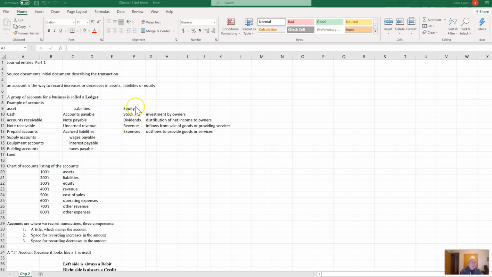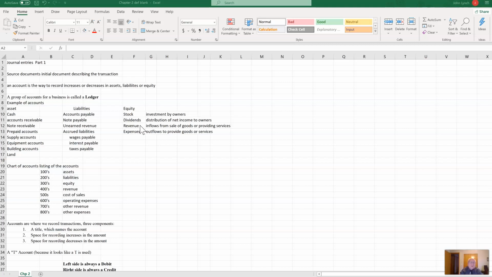And then we have equity, which is some kind of a stock. This is what's left over. This is the investment by the owners, what the owners paid into the company. They purchased stock. Dividends is a distribution to the owners. That's what you pay the owners.